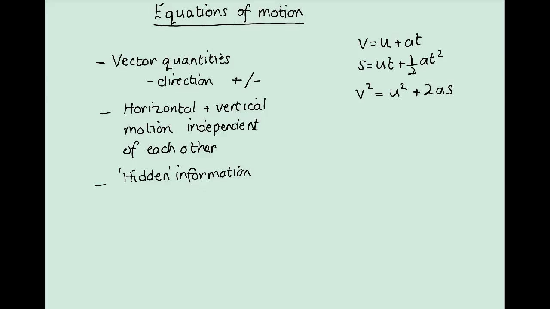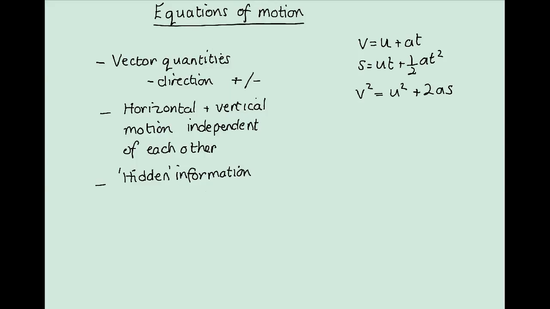Finally, sometimes there's hidden information, and what I mean by that is perhaps there's information that's not explicitly stated in the question, but that you need to use to solve the question. For example, if an object is thrown upwards, we know that when it reaches its maximum height, its vertical speed, its vertical component at that point is 0. It's no longer moving upwards, it hasn't started to come back down yet. Its vertical velocity is 0. That won't be stated in the question, so it's an example of one of those things that you have to remember.